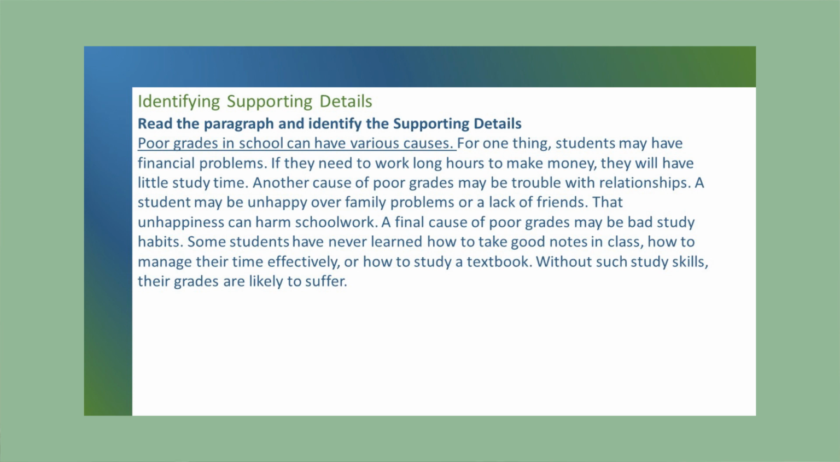Take a look at the paragraph about poor grades in school. I've already underlined the main idea. It's the first sentence, but remember, main ideas are not always going to be the first sentence. Poor grades in schools can have various causes. For one thing, students may have financial problems. If they need to work long hours to make money, they will have little study time. Another cause of poor grades may be trouble with relationships. A student may be unhappy over family problems or a lack of friends. That unhappiness can harm schoolwork.